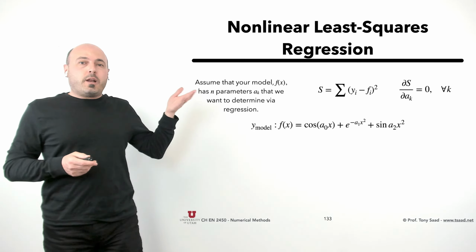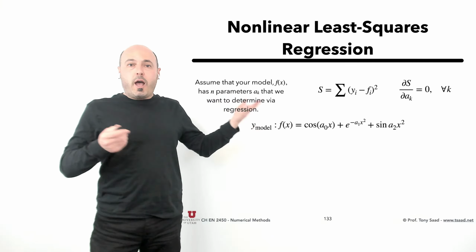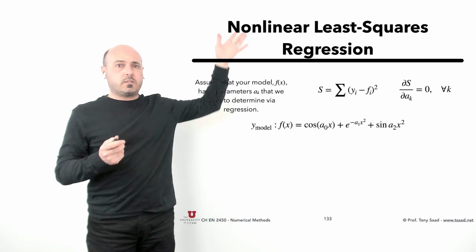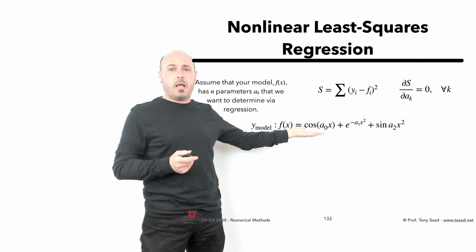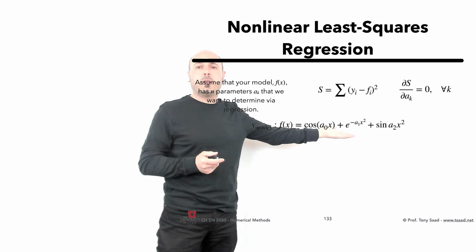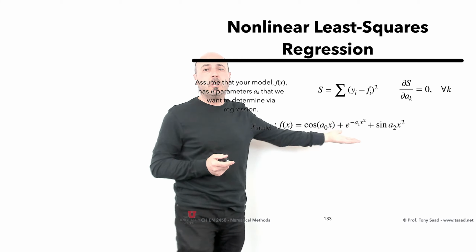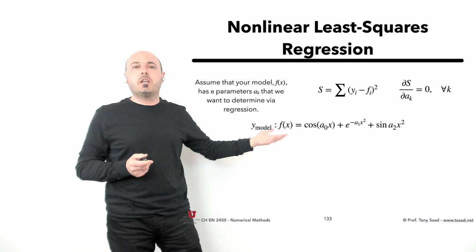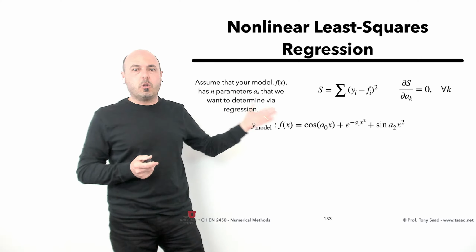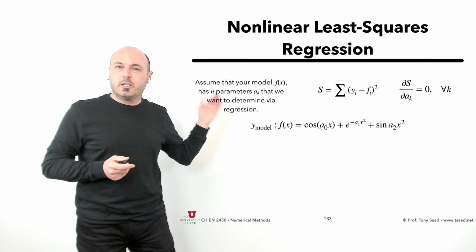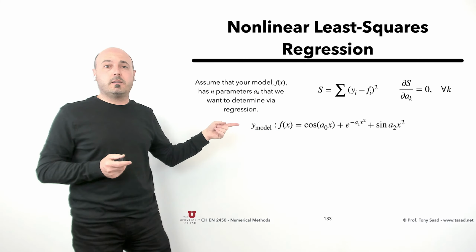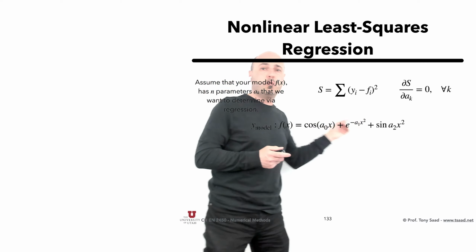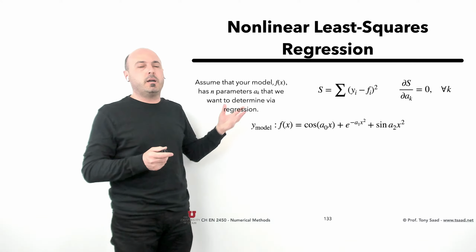Now assume that you have a nonlinear model, such as the ones we described in the table. This is an example of one: cosine(a0 x) plus e^(-a1 x^2) plus sine(a2 x^2). This is a healthy nonlinear model. There's no transformation that will make this linear. You want to regress this. In other words, when we say regress this, you want to find a0, a1, and a2 that best fit the data by minimizing the error.